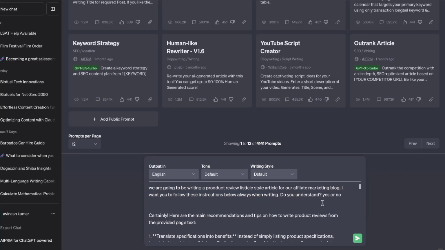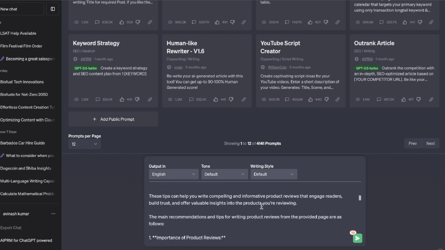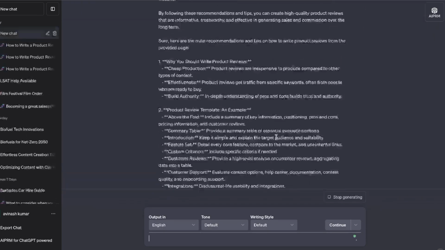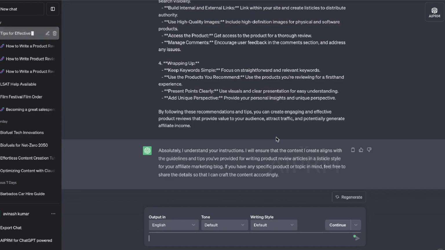So I'm going to prime the AI by telling it we're going to be writing a product review listicle style article for our affiliate marketing blog. I want you to follow these instructions below always when writing. Do you understand? Yes or no? So again, we've pasted in all of that information that we got back from those top ranked blog posts, which tells us how to write proper product reviews.